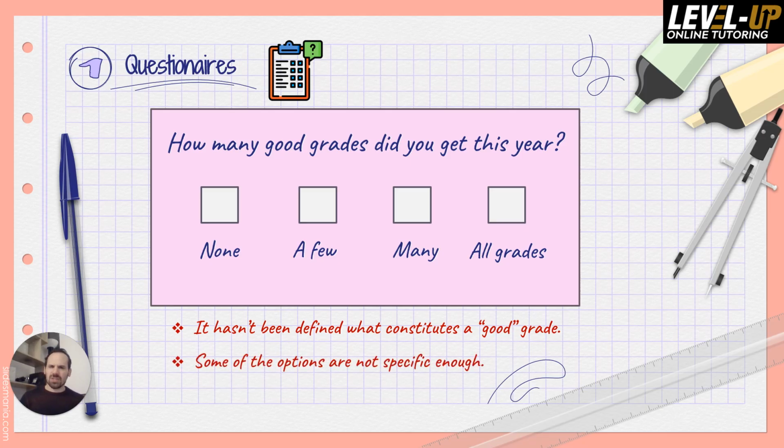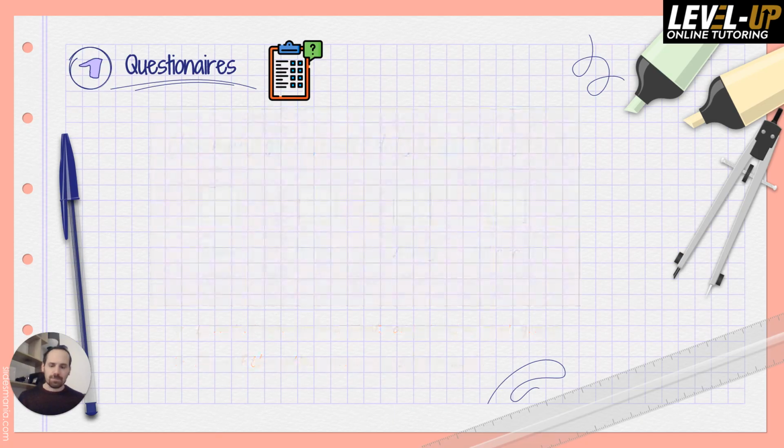Second of all, some of the options are not specific enough. None is a specific amount, 0, or all of your grades. Some people might be doing different numbers of subjects, so that could still be a little bit vague, but all of them means basically 100%. But when you say a few or many, what does that mean? How many is a few? How many is many? Again, it's subjective, and we don't want to be subjective. We want to have very specific answers. So that's the problem with this one, it's too vague. You need to be specific.